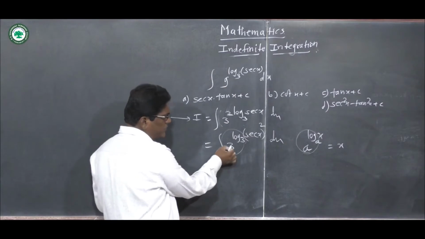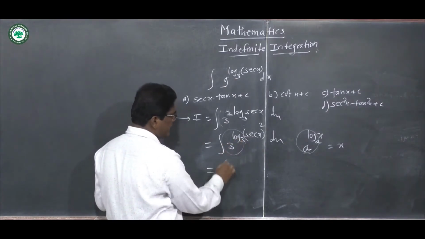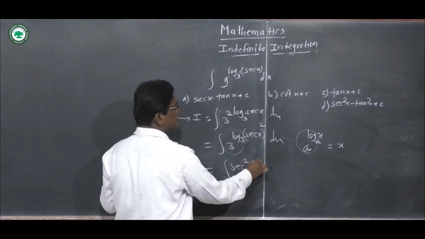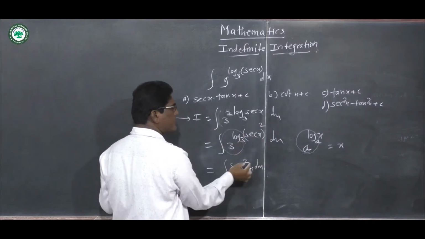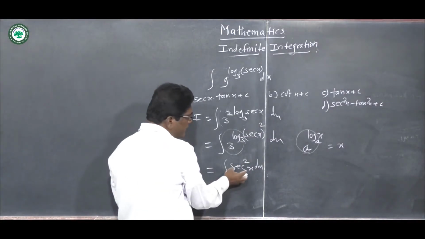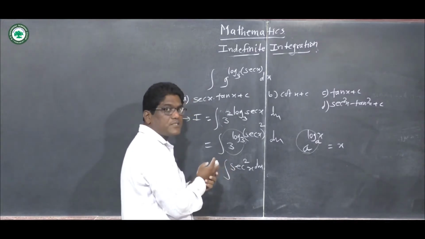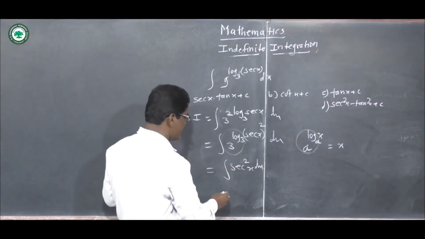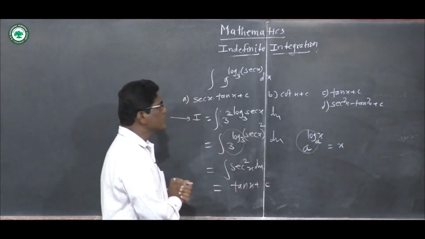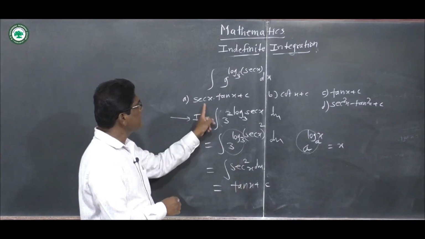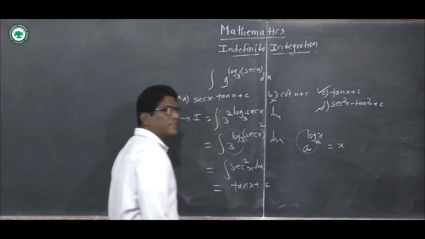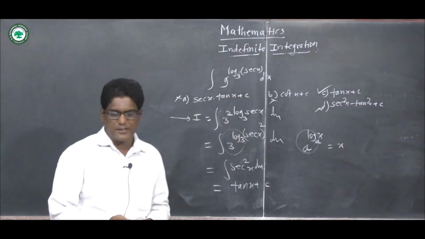So this 3 to the power log of 3 gets cancelled, and here we get the integration of sec x whole square, which means sec square x dx. We know that the derivative of tan x is sec square x, so the integration of sec square x is tan x plus the constant of integration. So the answer here is tan x plus c. This is not the answer, and cot x is not the answer either. So the correct answer is tan x plus constant of integration.